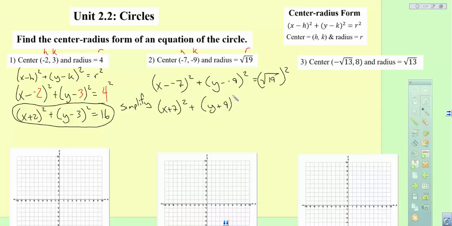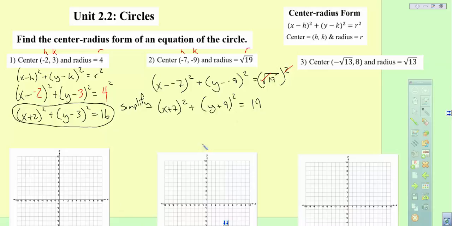y plus 9, excuse me, quantity squared, is equal to, and now remember that we talked about this with radicals and squares, it's not so much that the radical and the square cancel each other, but when we use properties of exponents, they undo each other. So we undo the square and the square root, and that leaves us with 19.